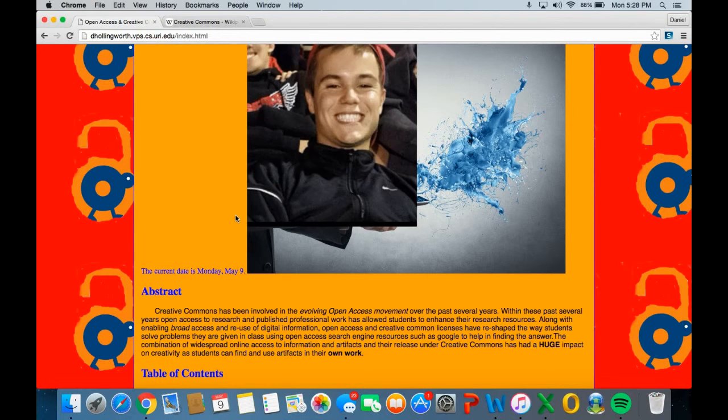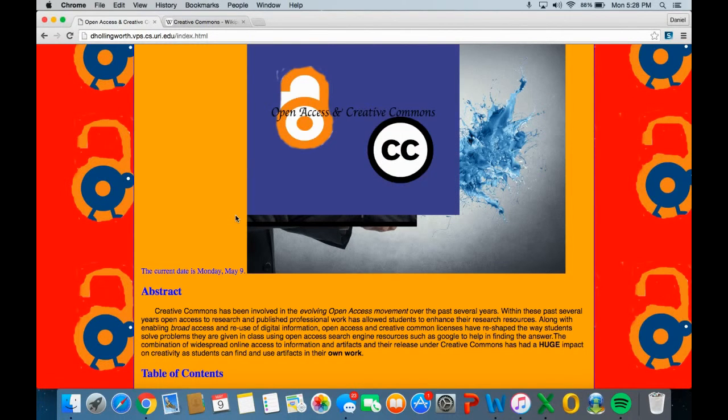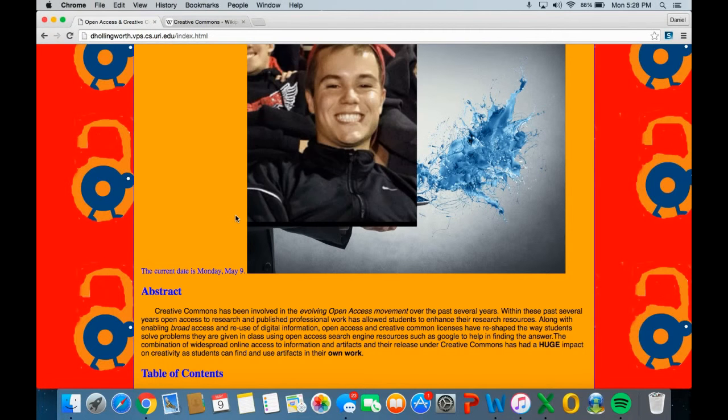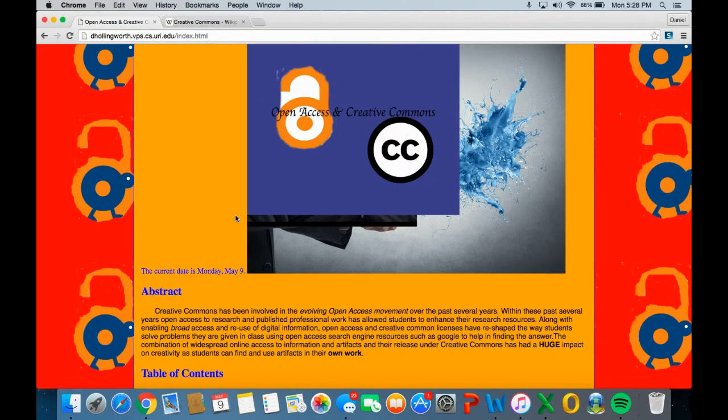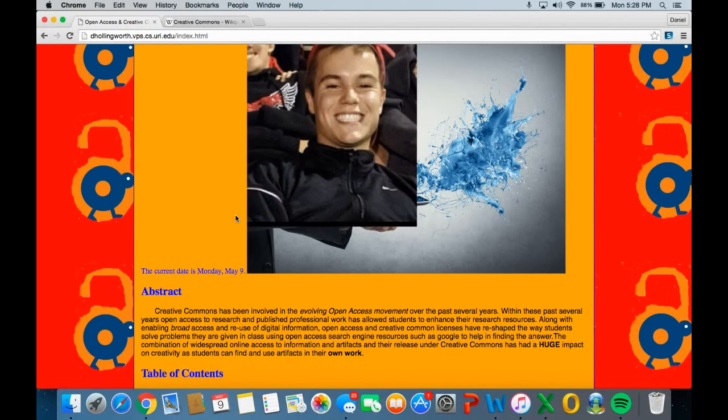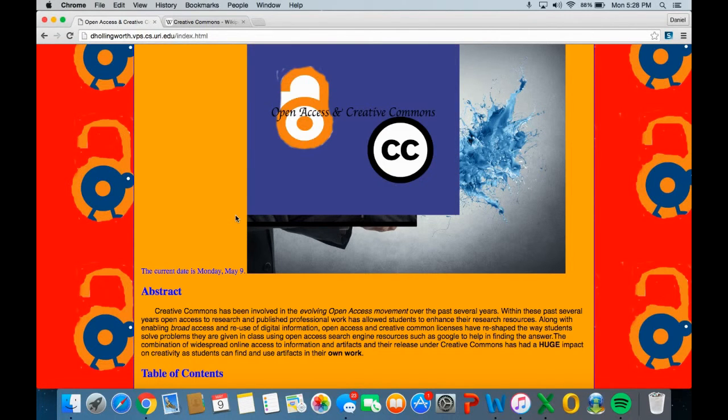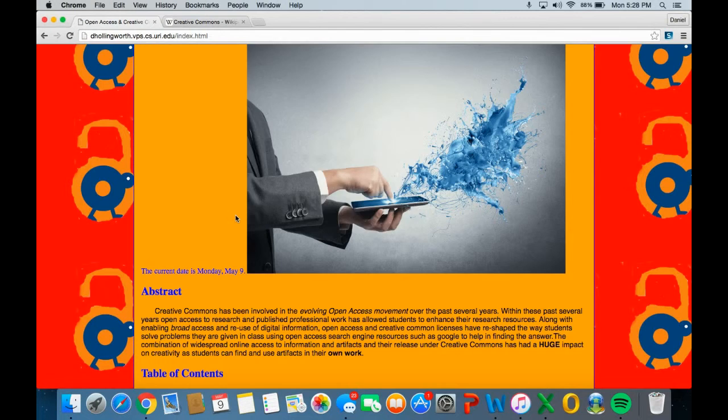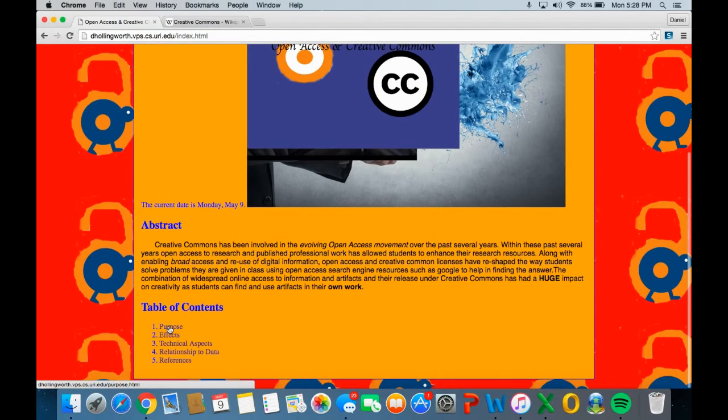People in the science field have said specifically that open access has allowed them to further their research and see research that they have never been able to see before. This is because, one, it's free, and two, it's so immediate and so easily accessible. Now moving on to the purpose.